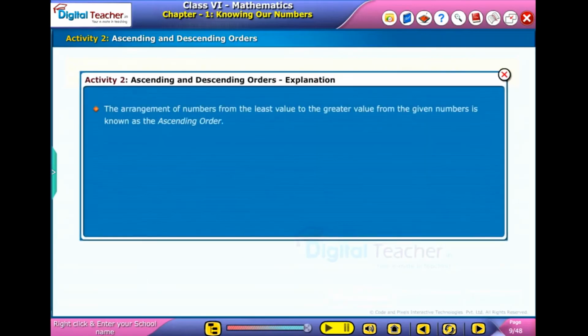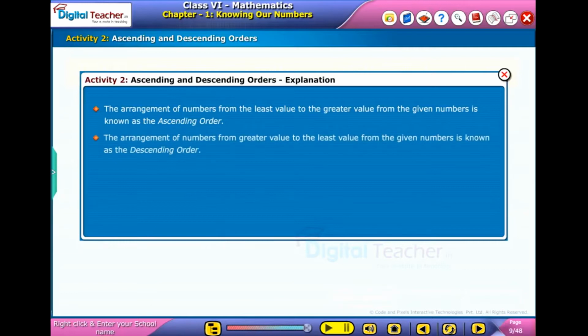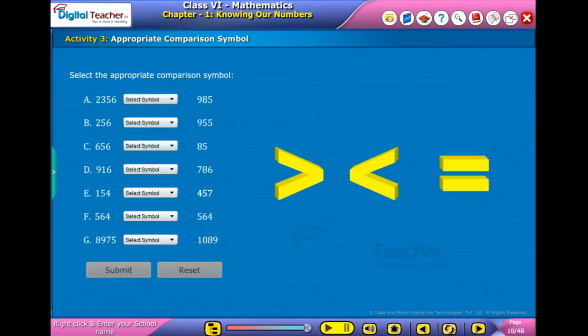The arrangement of numbers from the least value to the greater value from the given numbers is known as the ascending order. The arrangement of numbers from greater value to the least value from the given numbers is known as the descending order. Activity 3. Appropriate comparison symbol. Select the appropriate comparison symbol.